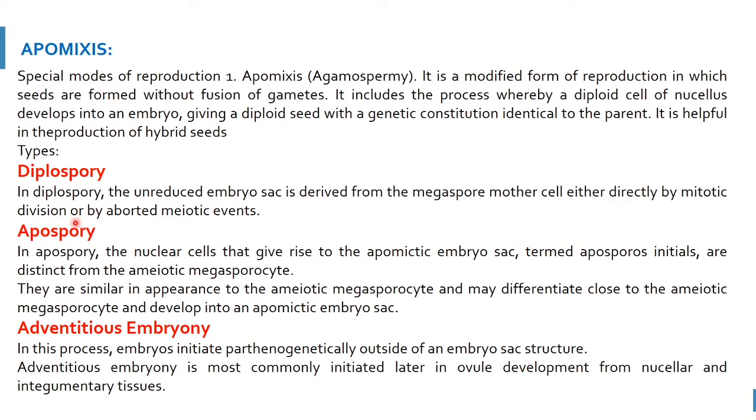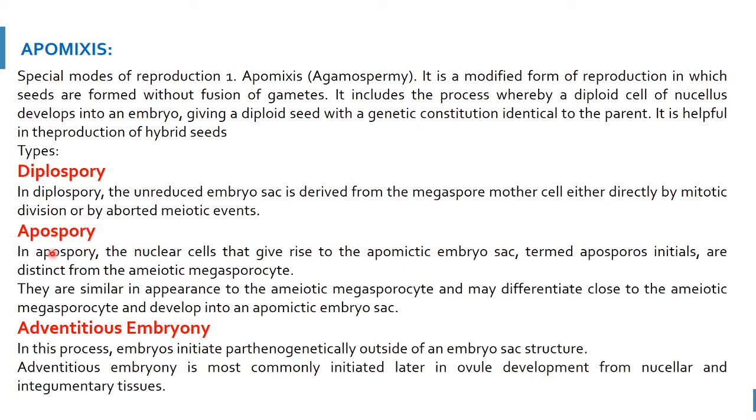There are several types of this, like diplospory. In diplospory, there are unreduced embryo sacs. They are derived from the megaspore mother cell, and there is no meiosis, meaning there is no meiotic division. So the megaspore mother cell is a diploid cell. It then further grows by mitotic divisions and gives rise to a fruit or seeds.